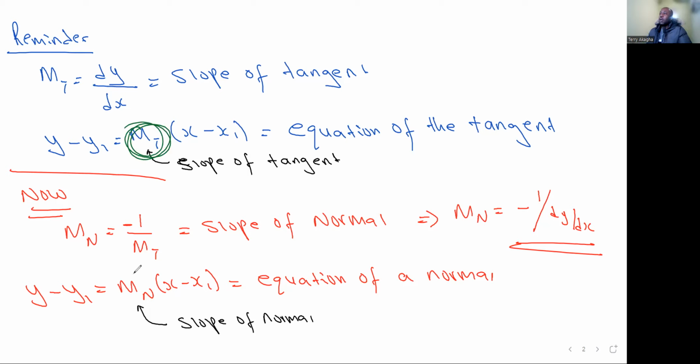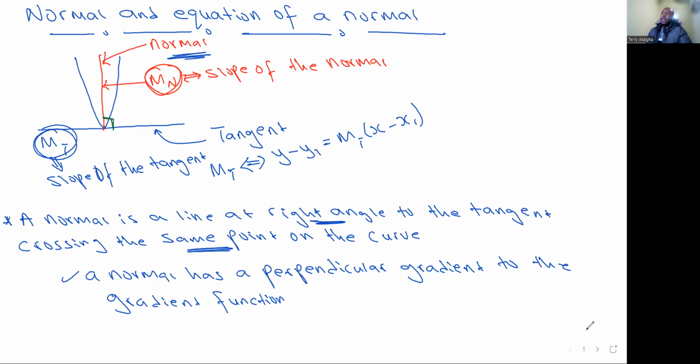But in equation of a normal, you're going to have what? Mn. So that is the only difference, okay? Then you also need to know that when we talk about Mn, Mn means the negative inverse of what? Mt, all right? So the negative inverse of Mt, and that is what we call the slope of the normal. We talked about the slope of the tangent in the previous video, so you go back and have a look. And also, the normal is always perpendicular to the tangent, and they touch at the same point.